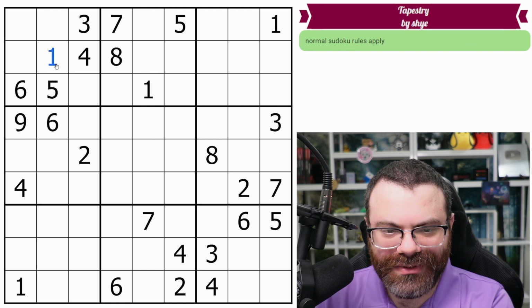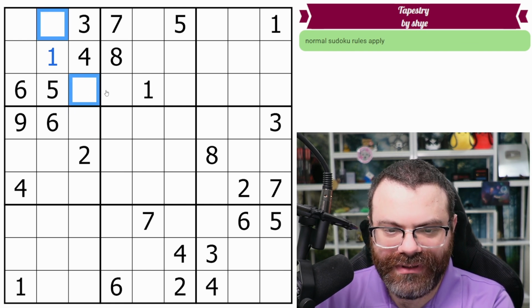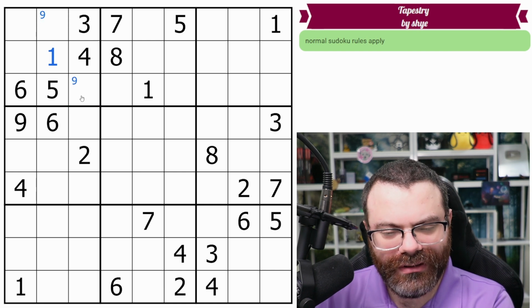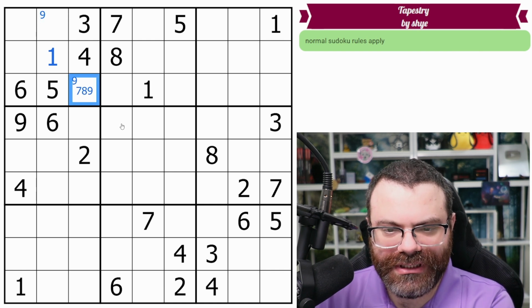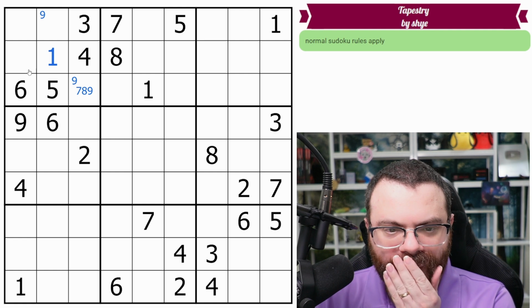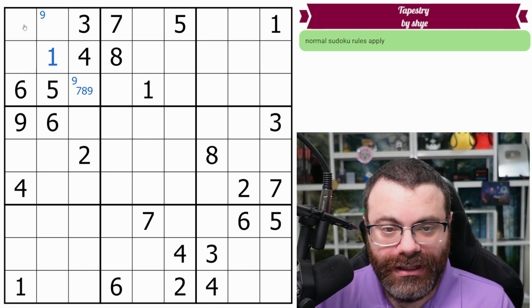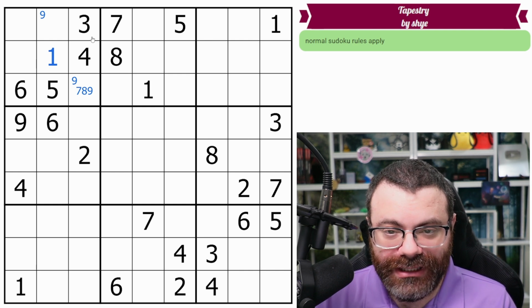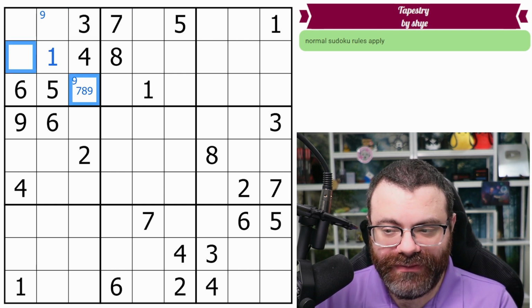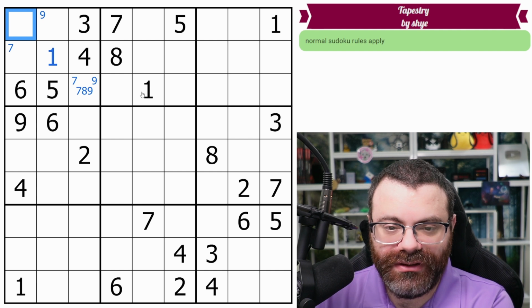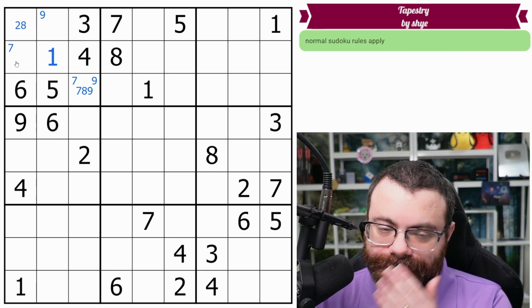What do we need in this box? We need a 2, 7, 8, 9. Okay, the 9's in one of these two. This one's not 2, so this is only 7, 8, 9. I'm not seeing anything else of interest there. I guess these aren't 7. So 7's one of these two, which does make this one only 2, 8.